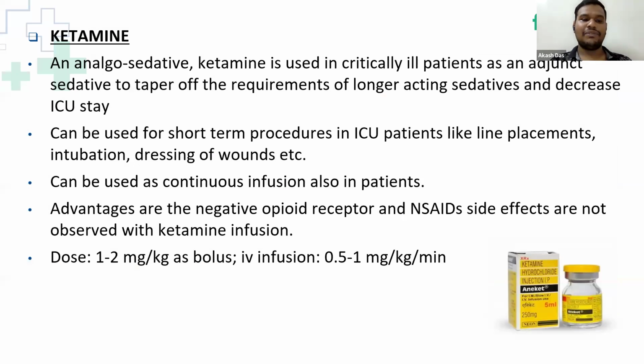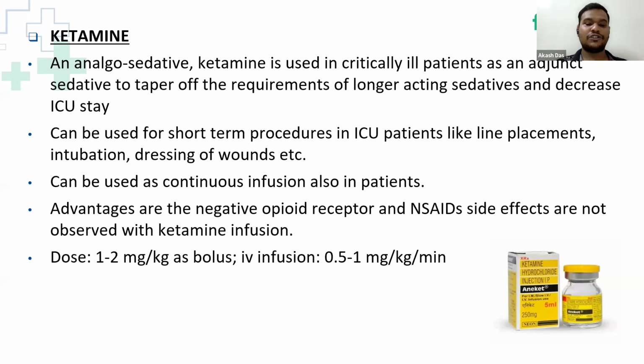So next is ketamine. Ketamine is also an analgesic. It can be used in critically ill patients as an adjunct sedative to taper off requirements of longer acting sedatives and to decrease the ICU stay. It can be used for short-term procedures in ICU patients like line placements, intubation, and dressing of wounds. Because these are painful, patients might get agitated, so ketamine can always be given prior to them.